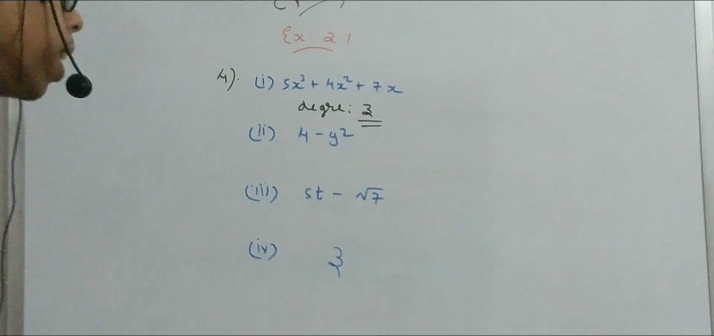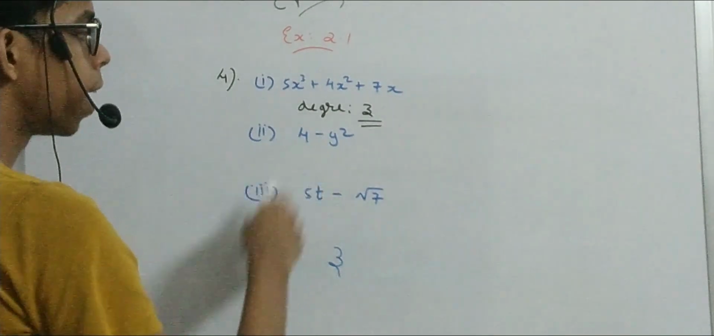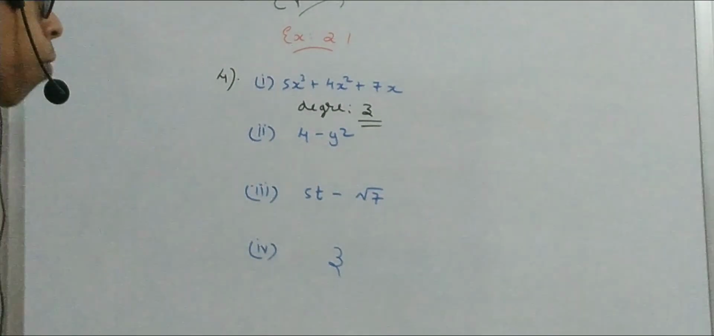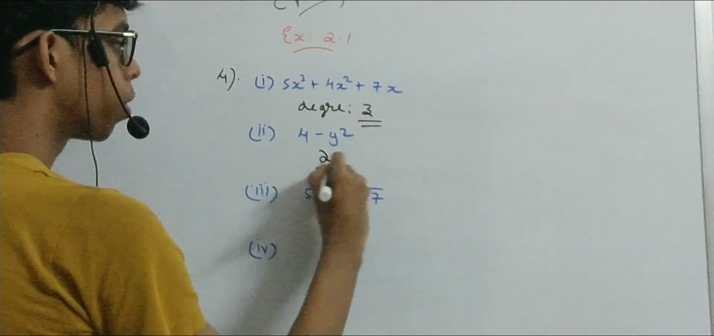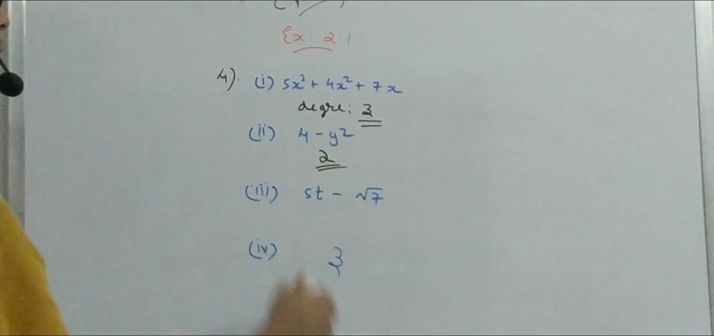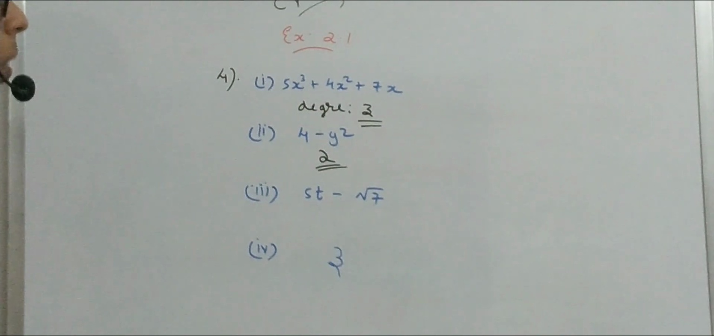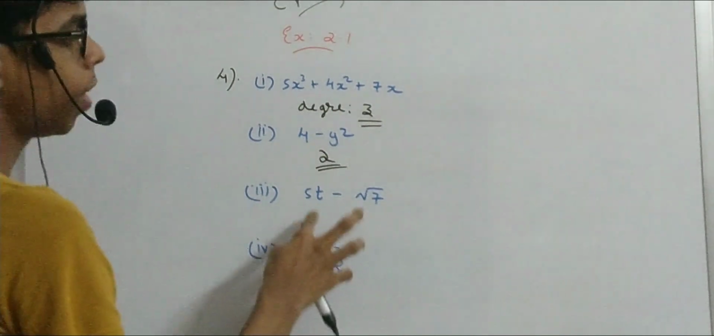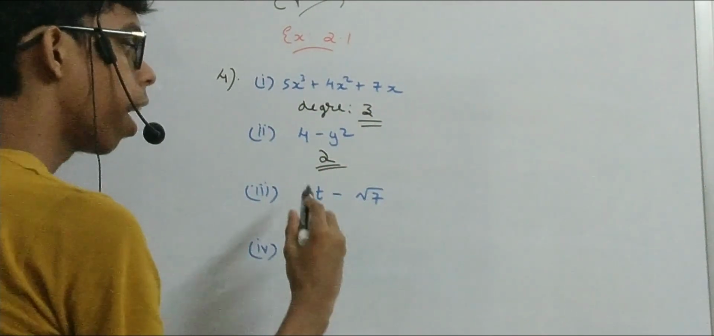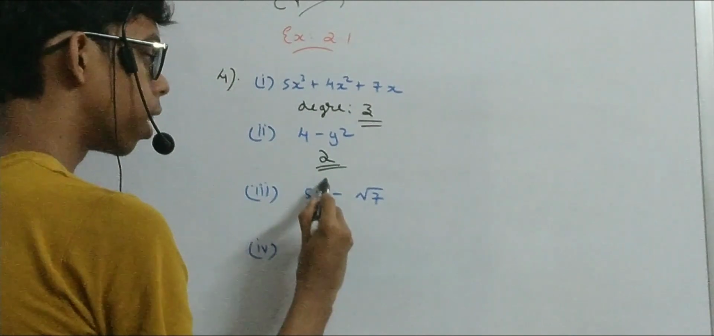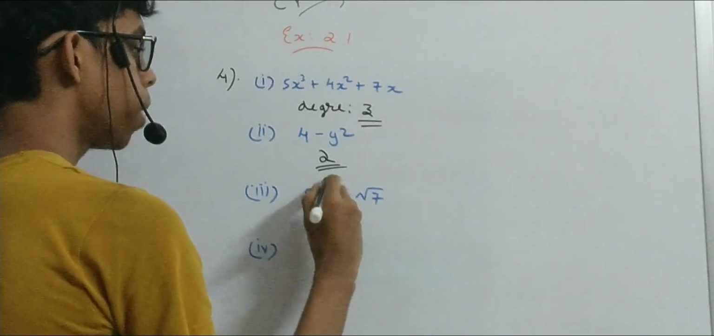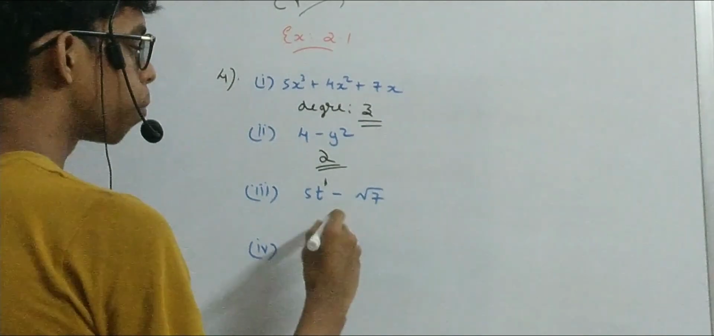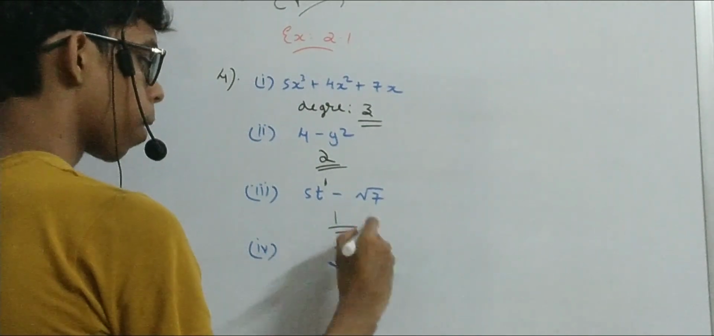Similarly, the next one, 4 minus y square. If you see, which is the highest power present over here? It is 2. Similarly, the next one, 5t minus root 7. If you see, the variable term present is t, and what is the power of this t? It is 1. We know t raised to 1 means t itself. So the degree of this polynomial is 1.